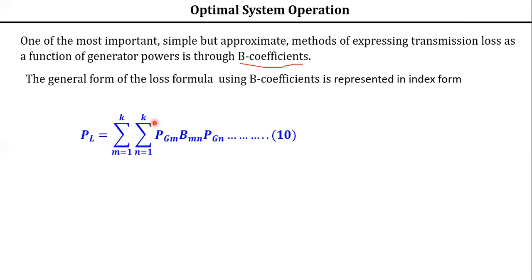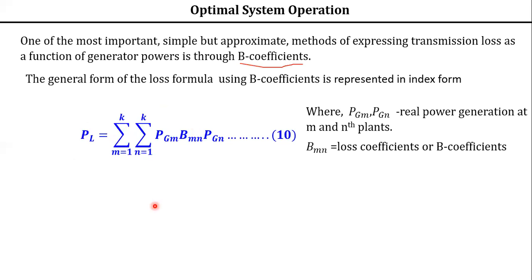Okay. So how we got this one, there is a procedure for this one. I am aware that it is not required for you people. So just to know, you should know that how it is represented in index form. Okay. So after representing this one, and obviously any expression, empirical formula or any formula you are representing, you have to represent what their terms belong to. So PGM, PGN are real power generation at mth and nth plants. That's what I said. And BMN is your loss coefficient, also called the B coefficient. That's what I said.